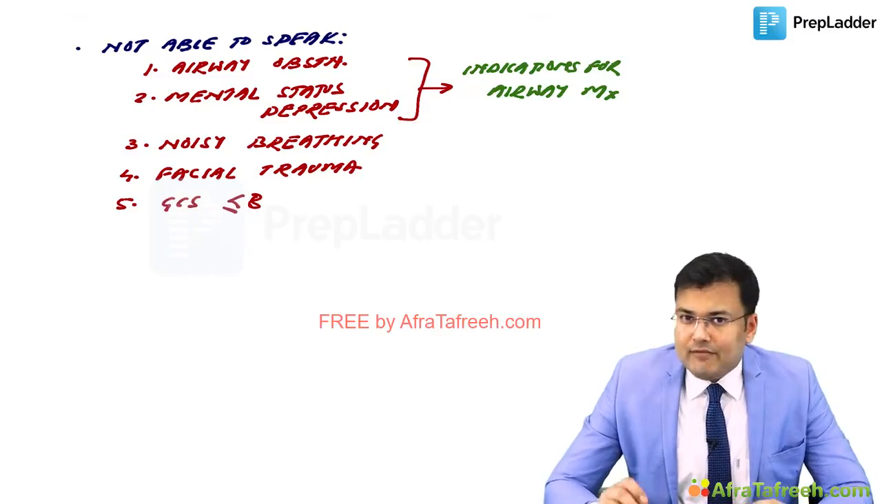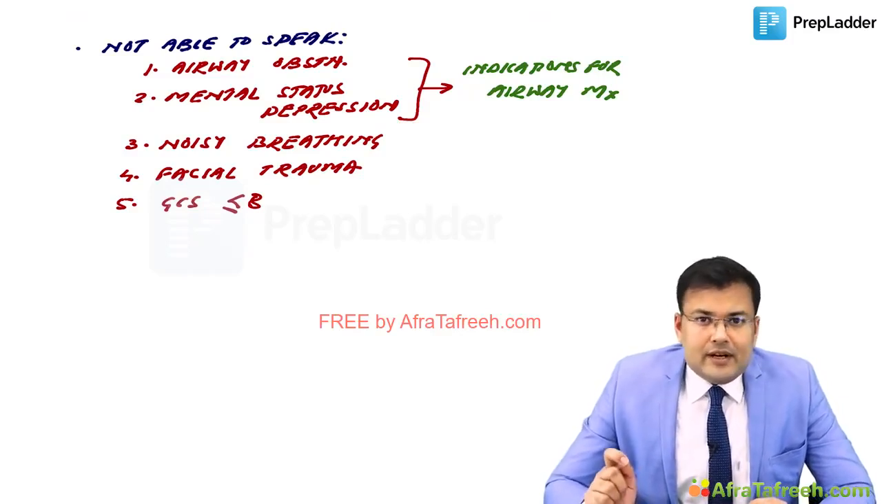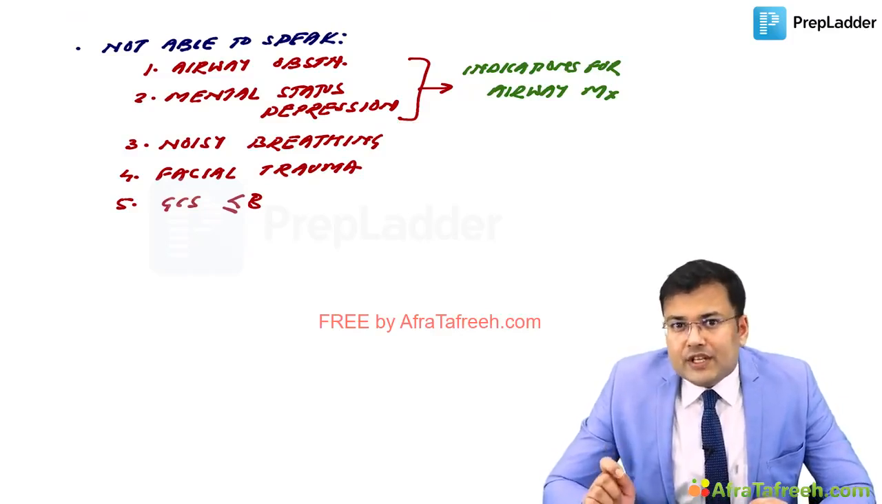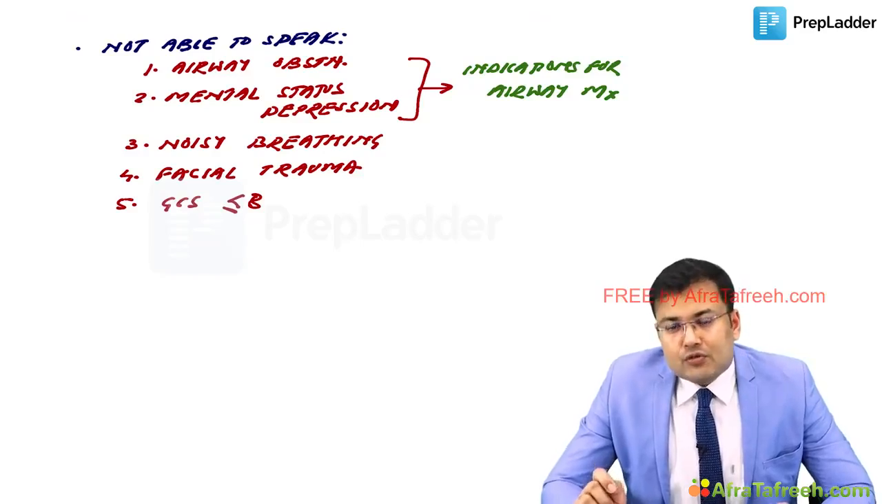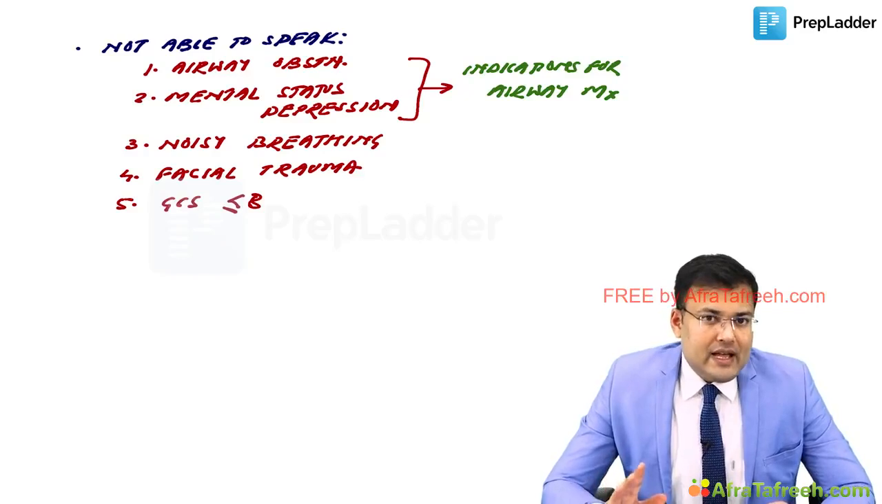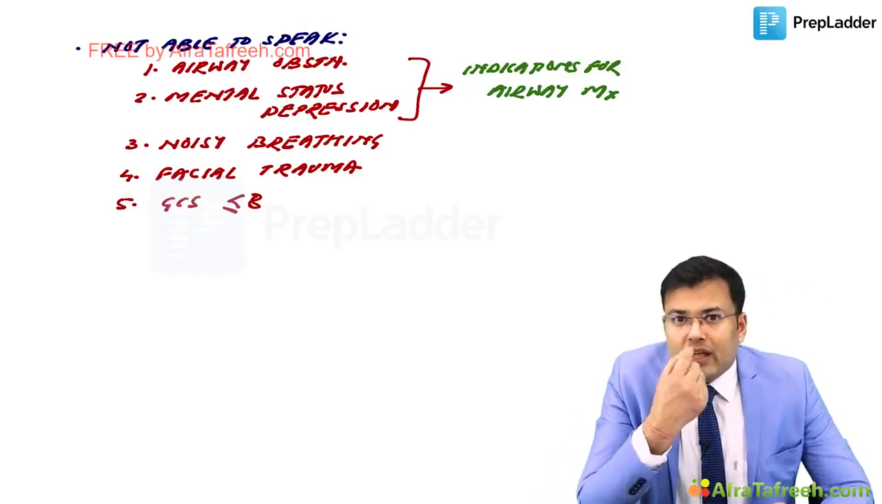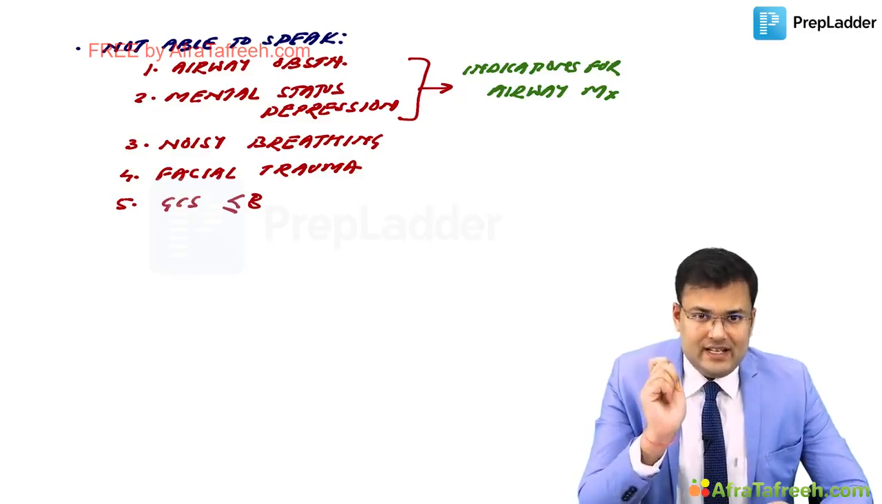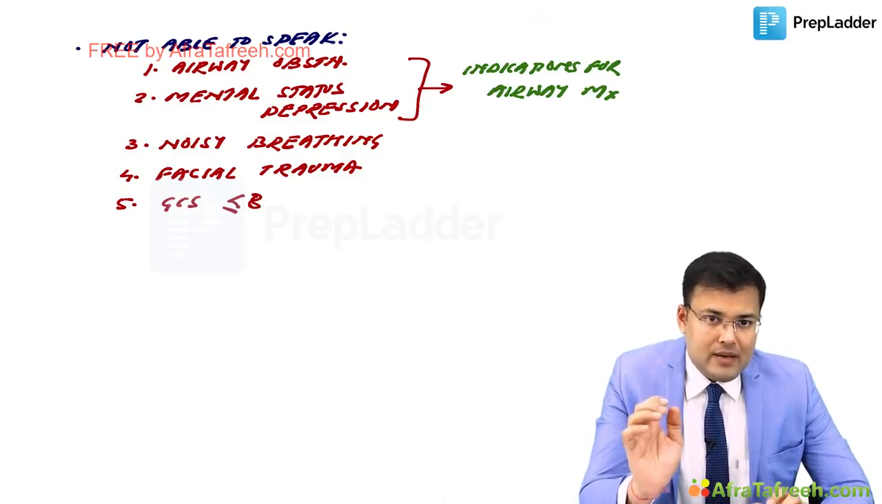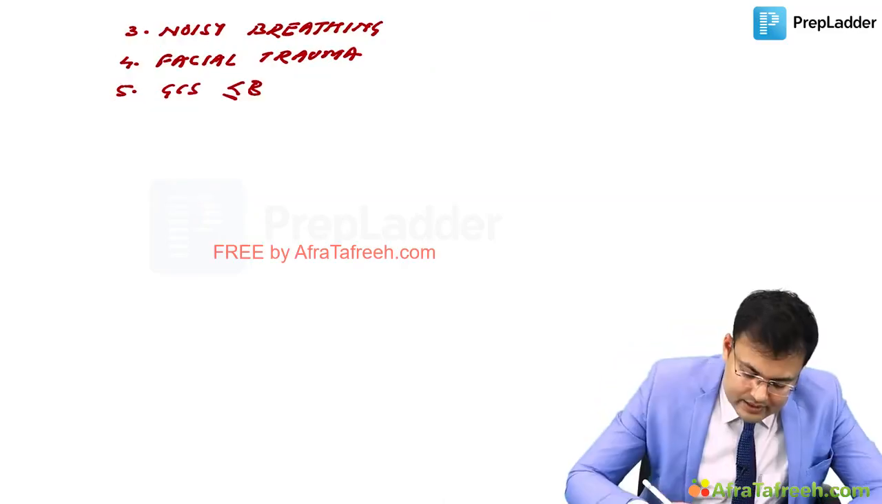One question which is frequently asked is, what is the definitive airway of choice in most of trauma patients? And the definitive airway of choice is oral endotracheal intubation with cuffed ET tube. So all these are important points. Have a look.